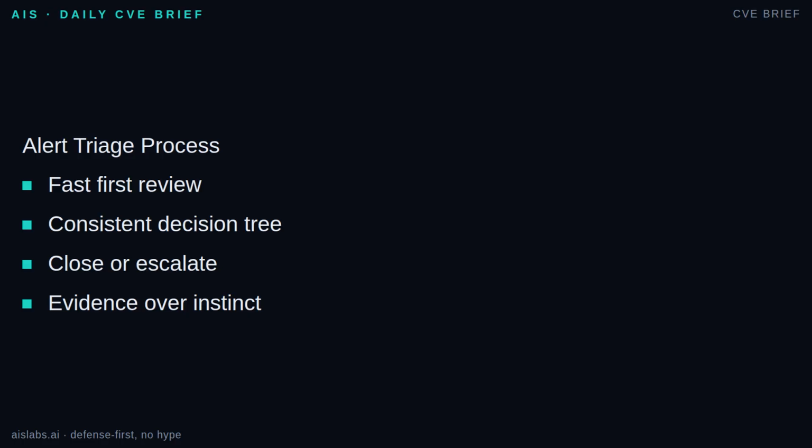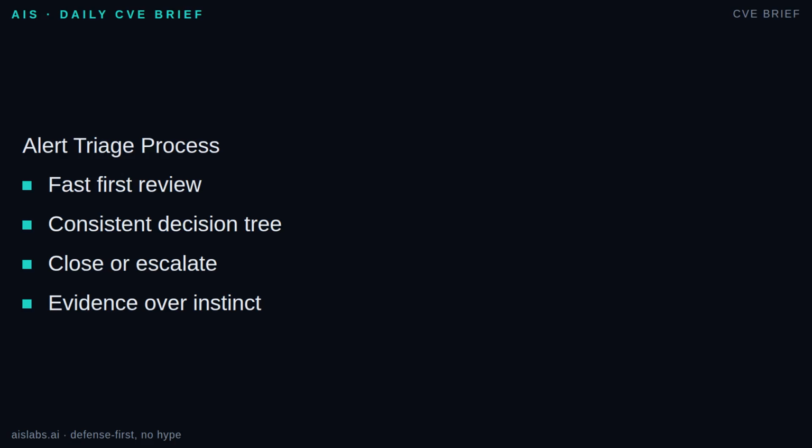In NIST-style incident response terms, this sits in detection and analysis. You are not proving the whole incident yet. You are categorizing, prioritizing, and deciding whether the alert deserves deeper investigation. For a SIEM, triage turns a raw alert into a defensible decision. The decision must be repeatable.